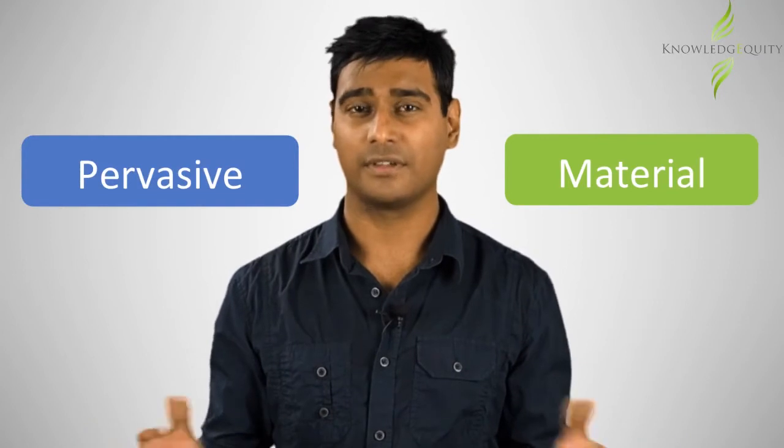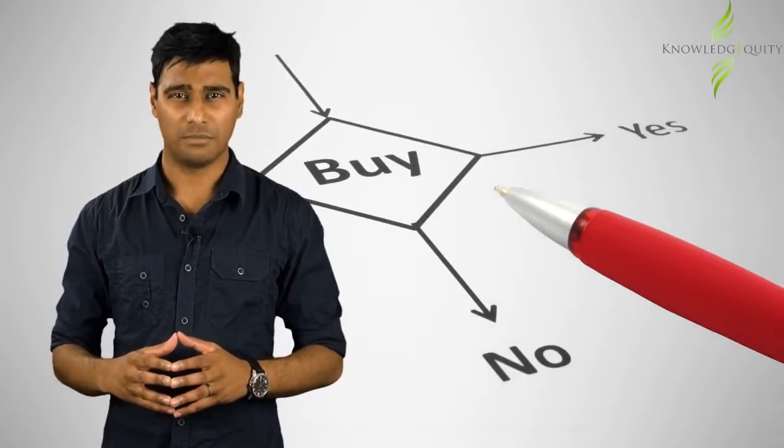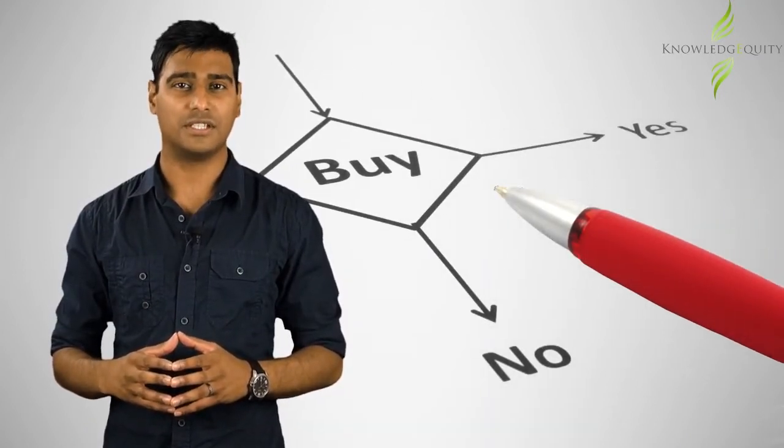In order to determine this, you must be familiar with the words material and pervasive. An issue would be considered material if it affects users' decisions. Pervasive refers to something that is widespread or prevalent throughout the entire set of financial statements. That is, the issue cannot be contained to a specific account or component of the financial statements.